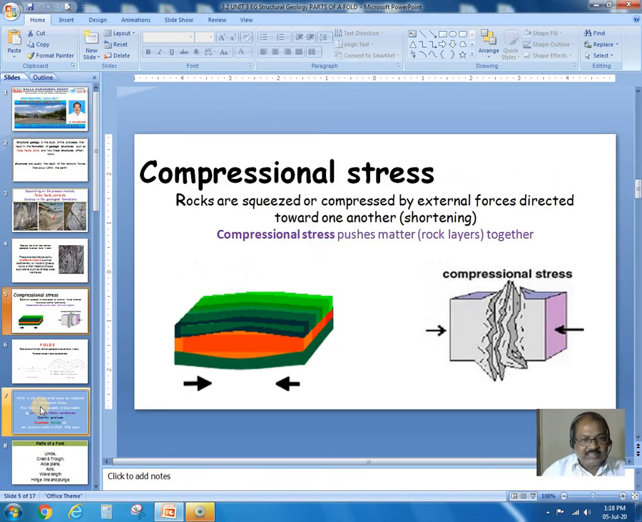When geological formations are subjected to compressional stress, what happens? The rocks are squeezed, otherwise compressed, by external forces directed towards one another. That means the shortening of the geological formations. See how the compressional forces act on the geological formations. The compressional stresses push the geological formations or rock layers together. This is the meaning of compressional stress.